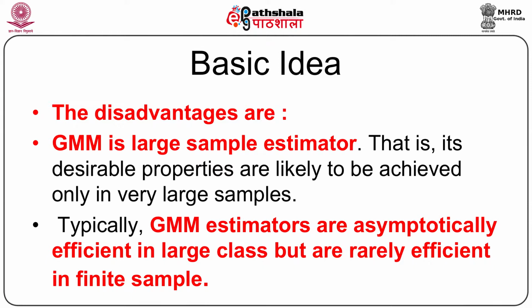Now, the disadvantages are that GMM is a large sample estimator, that is, the desirable properties of GMM are likely to be achieved only in very large samples. Typically, GMM estimators are asymptotically efficient in large samples but are rarely efficient in finite samples. That is, since this is a large sample estimator, GMM estimators are asymptotically efficient in large samples but are rarely efficient in small samples.